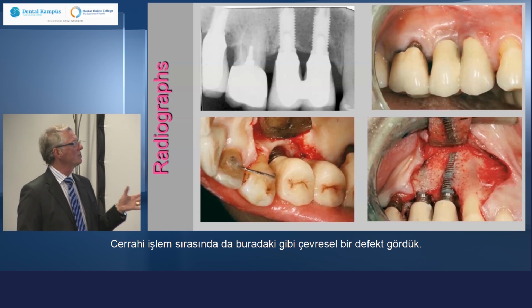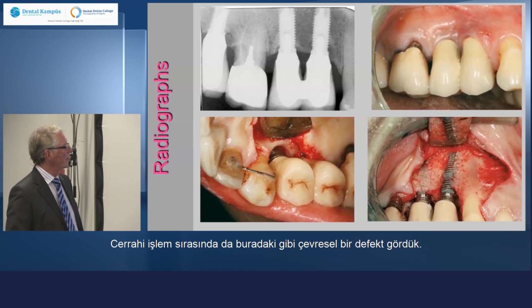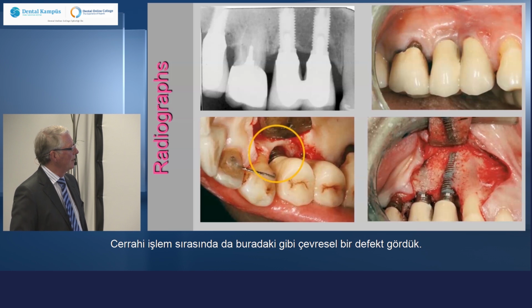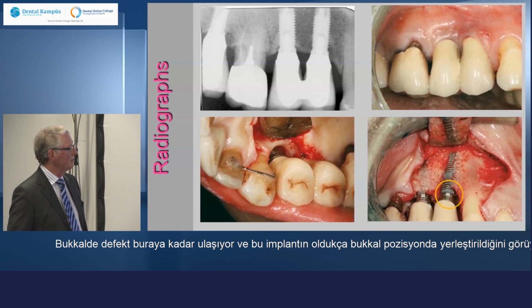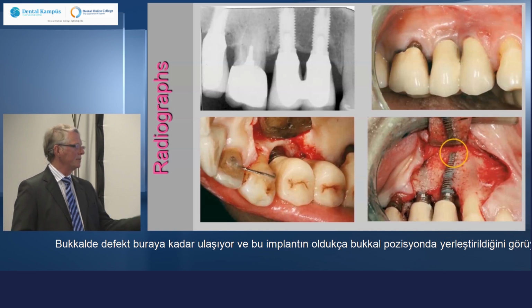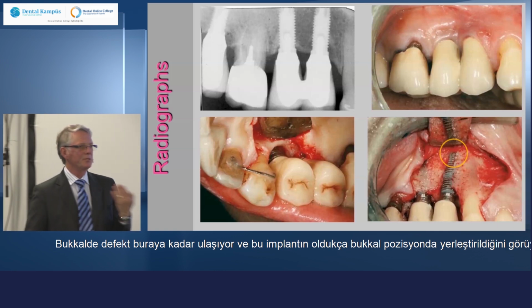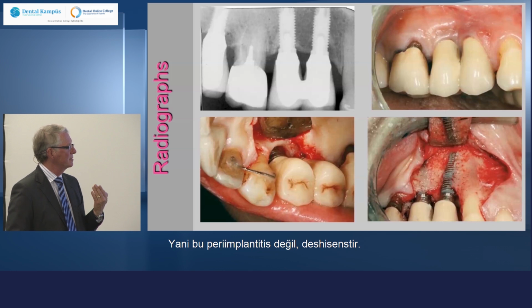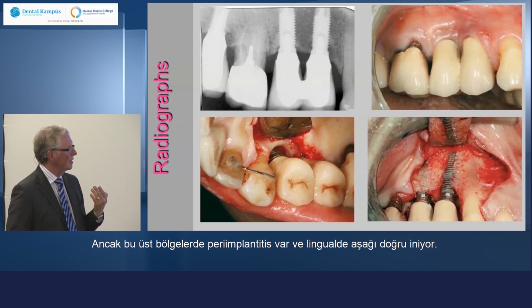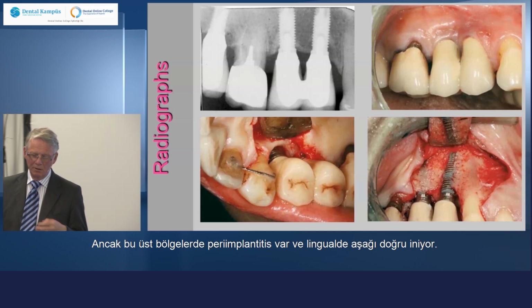When we do the surgical procedure, we will find in this case that we have a circumferential defect like this. On the buccal, the defect comes down here. Then you see that this implant is placed in a very buccal position. So this is not periimplantitis, this is a dehiscence, but periimplantitis is up in this area and also goes all the way around on the lingual.